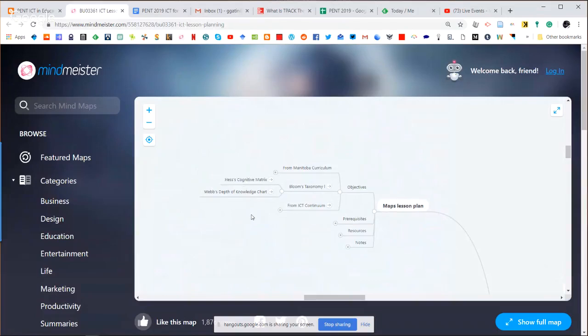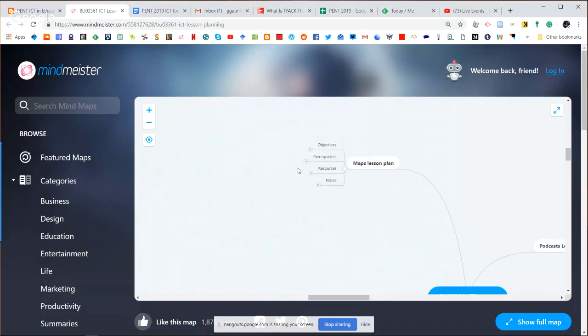There are other ways of looking at this. They talk about Webb's depth of knowledge charts or Hess's cognitive matrix. All these things are different ways of looking at that same idea. What could you expect of your learners? And designing your lessons with appropriate expectations for your learners.